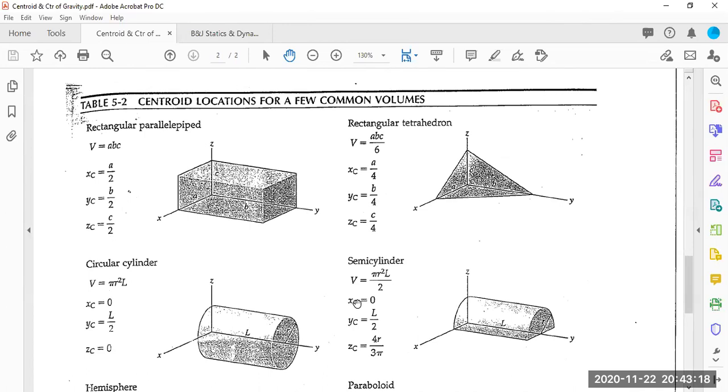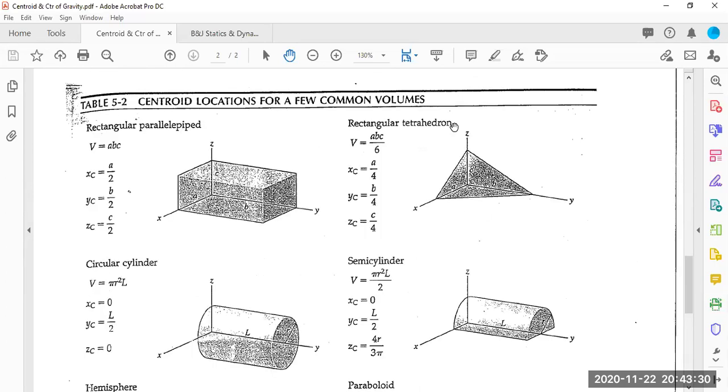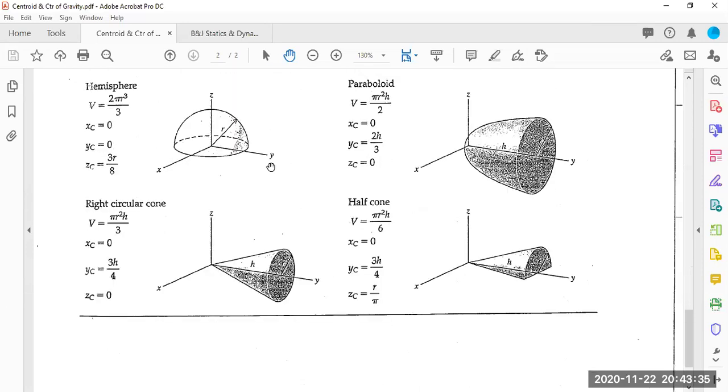And then if we're looking at centroids for three-dimensional objects, we certainly would know where the X, Y, and Z are for a rectangle. We also would need to know what it is for a cylinder, semicircle, a triangular, rectangle, tetrahedron. And then there's a hemisphere, a paraboloid, I believe, and then a cone, and then a half cone.